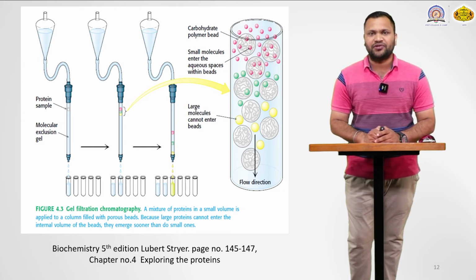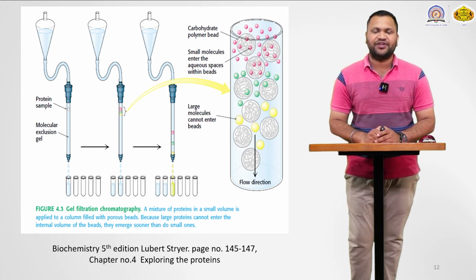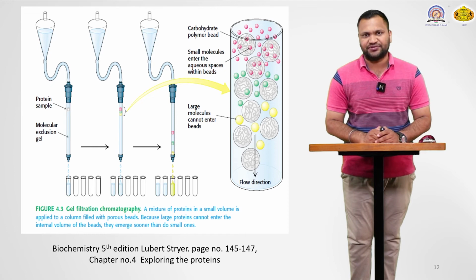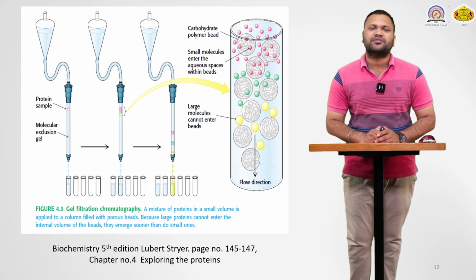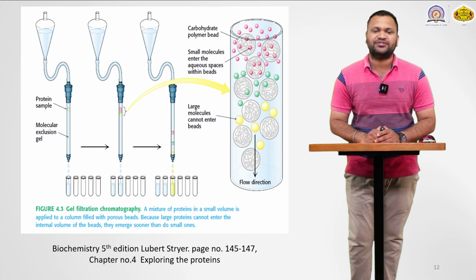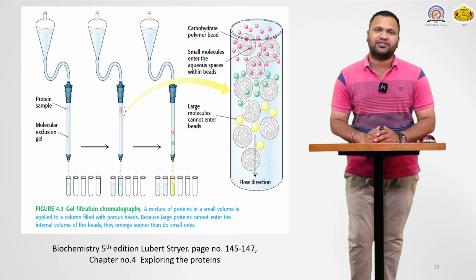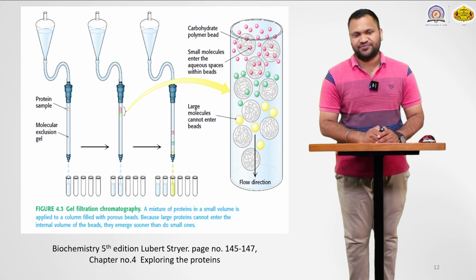A mixture of proteins in a small volume is applied to a column filled with porous beads. Because the large proteins cannot enter the internal volume of the beads, they emerge sooner than the small ones. So the first elution will be of the larger molecules, that is our desired molecules.